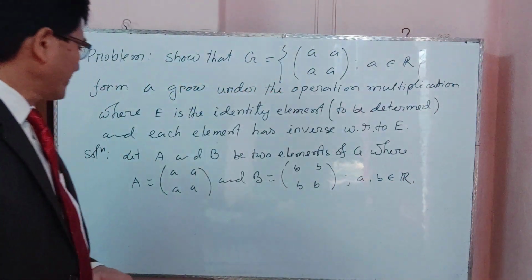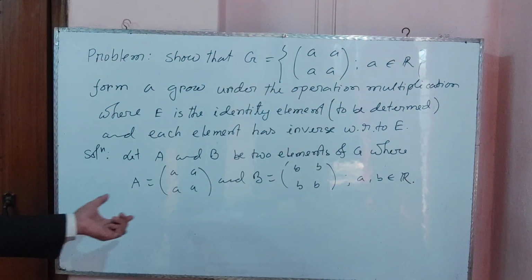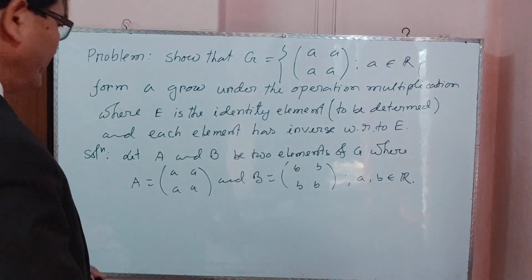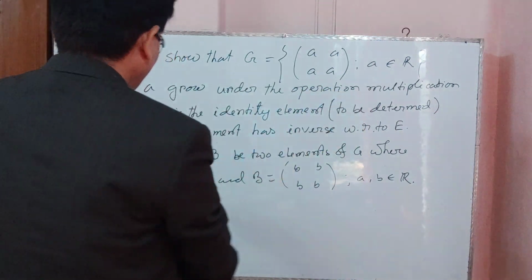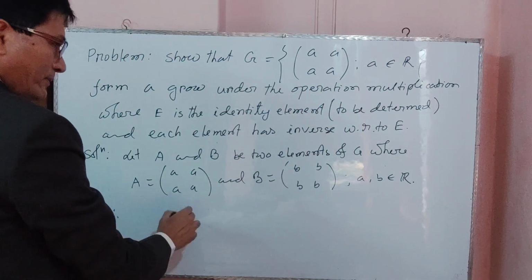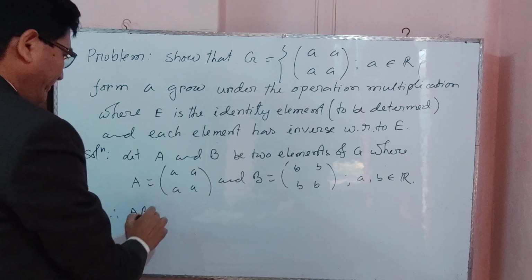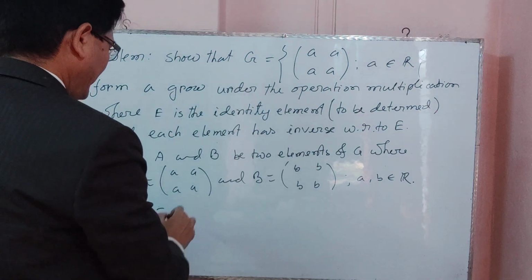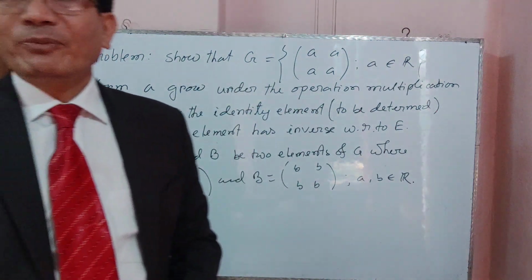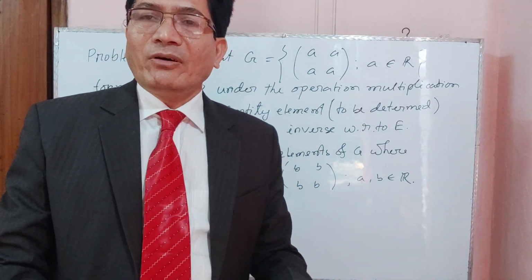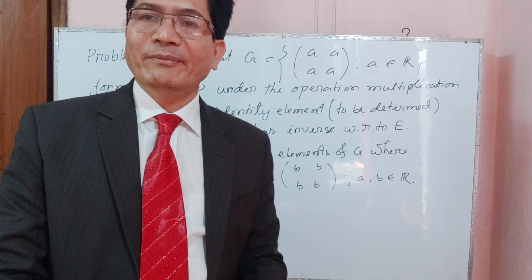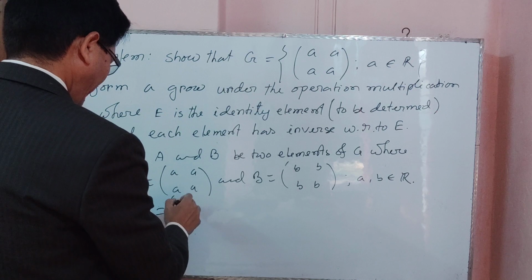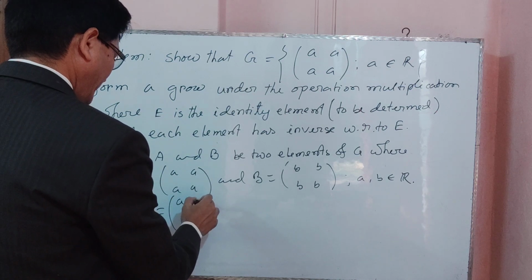Okay, dear students, we consider two elements, and now we will show that G holds the closure property. The operation is multiplication, so we multiply A and B. We know what closure property is. Closure property is that multiplication of two elements will again be an element of that set. So we multiply the two elements of group G.